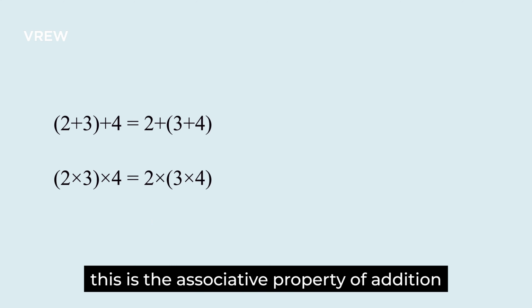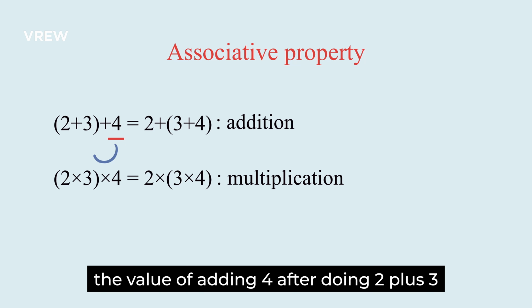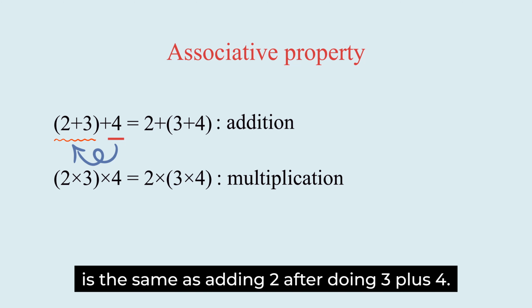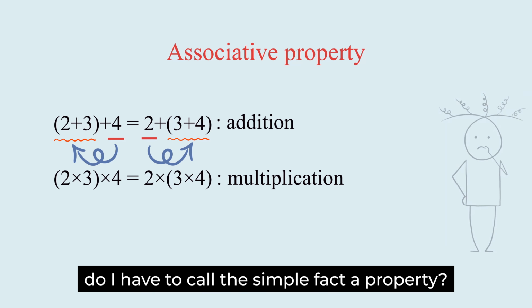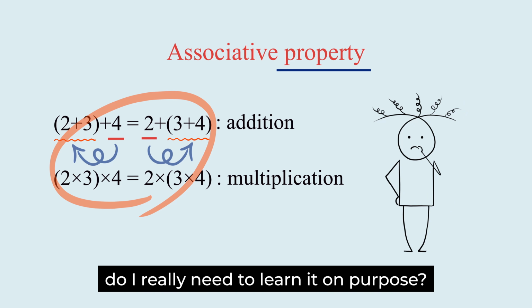Hi! This is the associative property of addition and multiplication. The value of adding 4 after doing 2 plus 3 is the same as adding 2 after doing 3 plus 4. Do I have to call this simple fact a property? Do I really need to learn it on purpose?